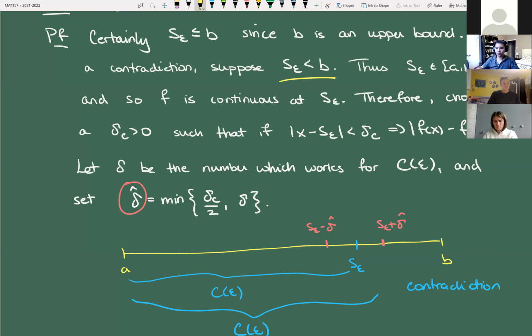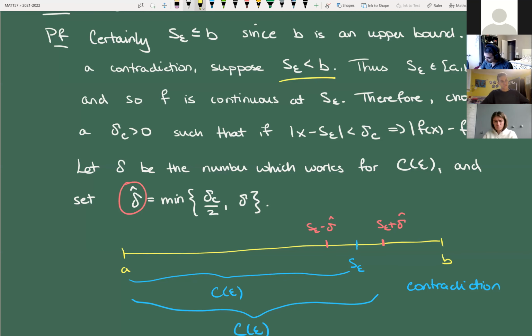So that's basically what I'm saying, right? Assume there's a biggest natural number. I can force there to be a bigger natural number. That's a contradiction. So assume that S sub epsilon is strictly less than B. I can actually use continuity to force uniform continuity to be a little bit bigger, and that's going to be my contradiction. Where does delta C over 2 come from? You'll see in a second.